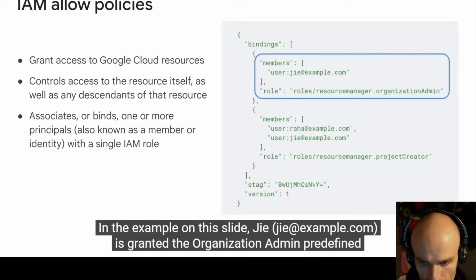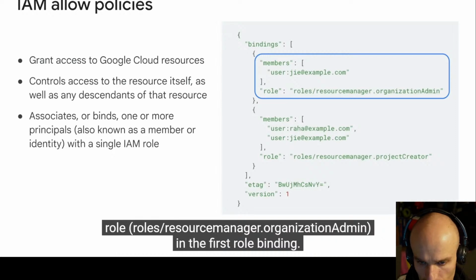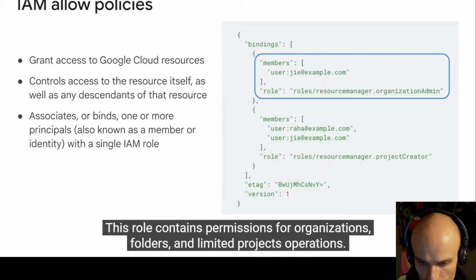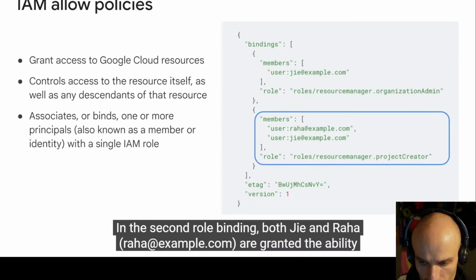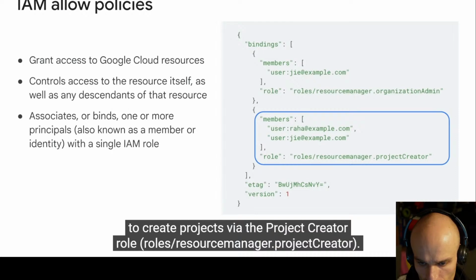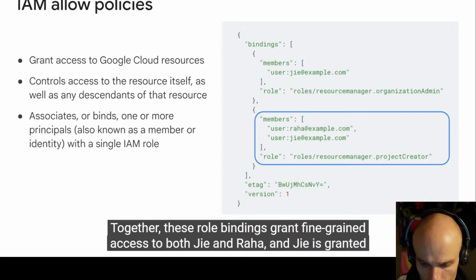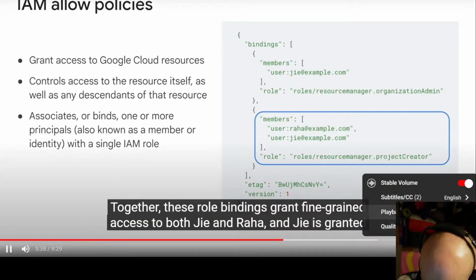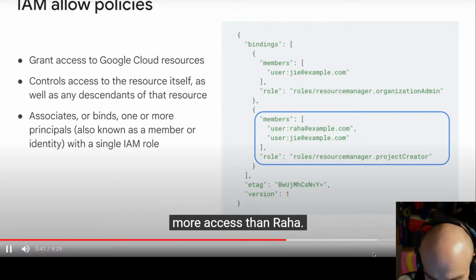In the example on this slide, Gia is granted the organization admin predefined role, roles/resourcemanager.organizationAdmin, in the first role binding. This role contains permissions for organizations, folders, and limited projects operations. In the second role binding, both Gia and Raha are granted the ability to create projects via the project creator role, roles/resourcemanager.projectCreator. Together, these role bindings grant fine-grained access to both Gia and Raha. And Gia is granted more access than Raha.